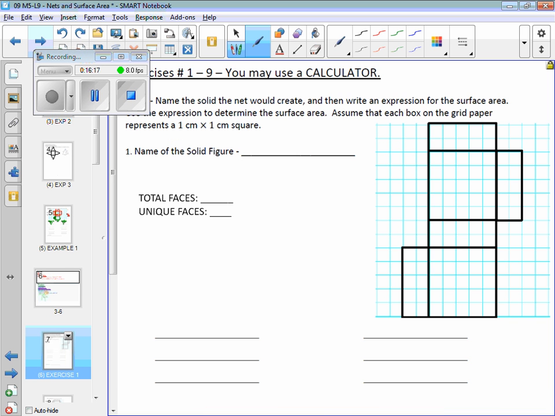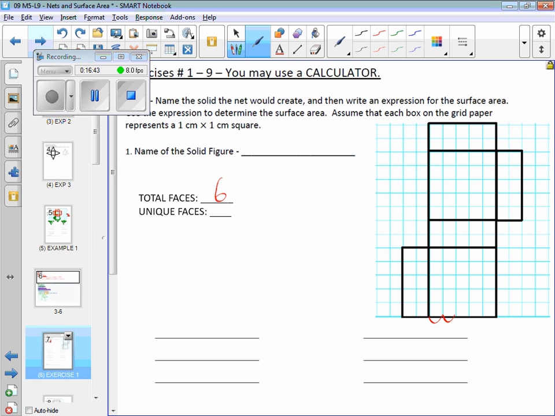This one. Total faces. Total faces, Addison. 6. How many unique faces? Be careful. Count carefully. Well, let's just do it together.